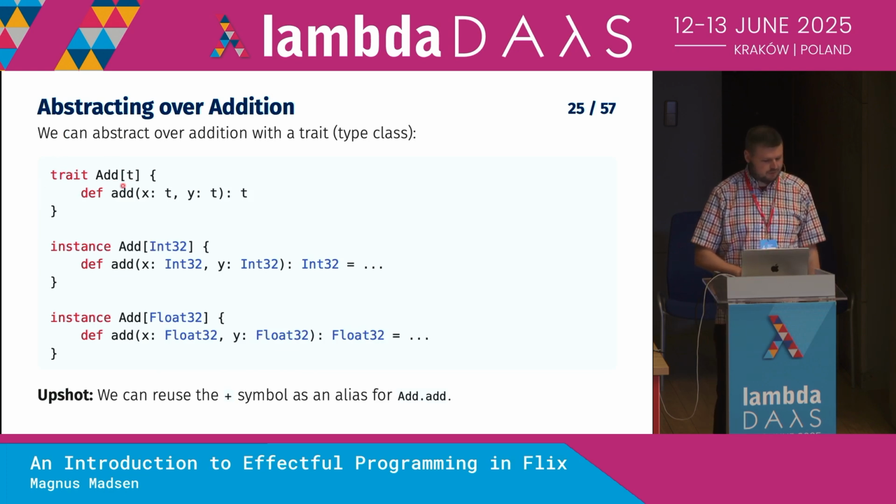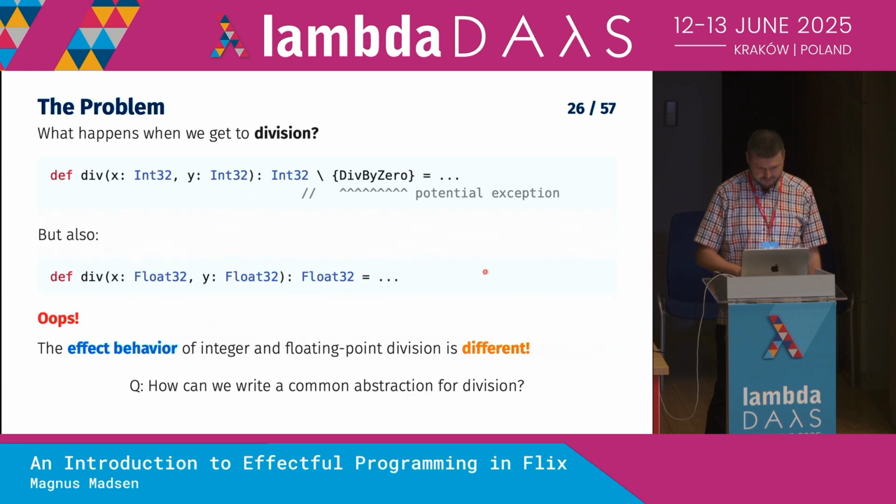That is polymorphic over t, and says, if there's some instance for t, then we can add numbers and get a t back. Then we can implement instances for Int32 and Float32. And then we can overload the plus symbol to mean add. So these are kind of standard techniques. It works well. But once we have effects in our language, a problem occurs.